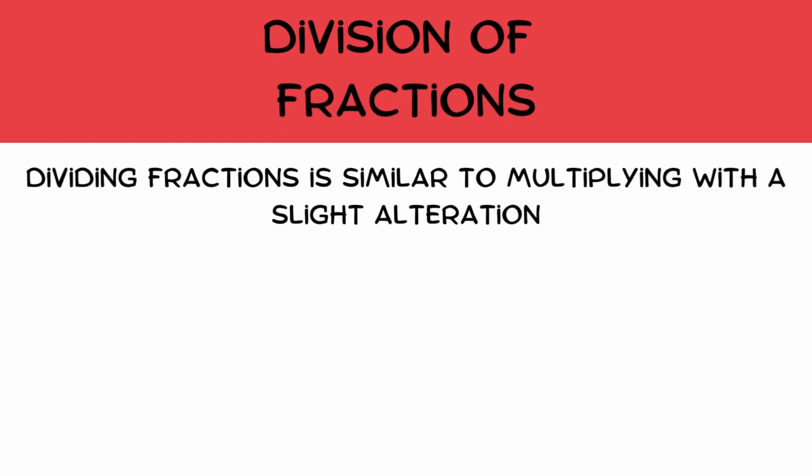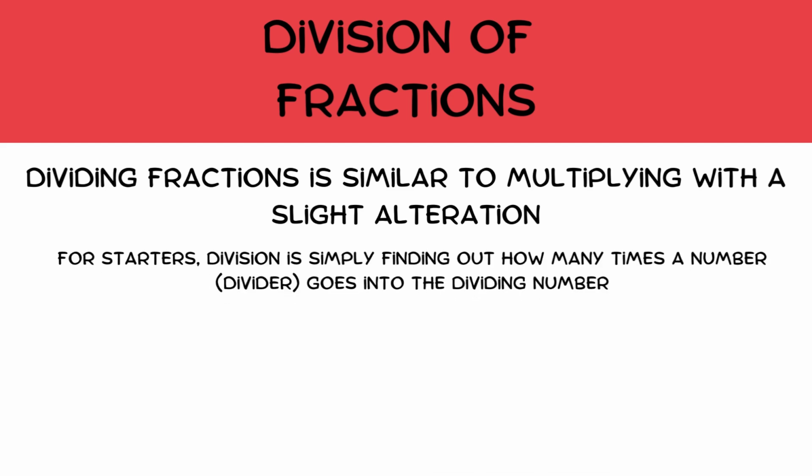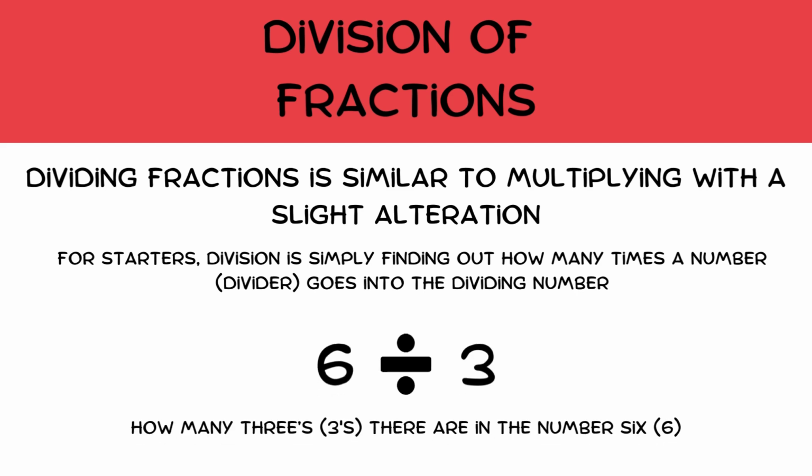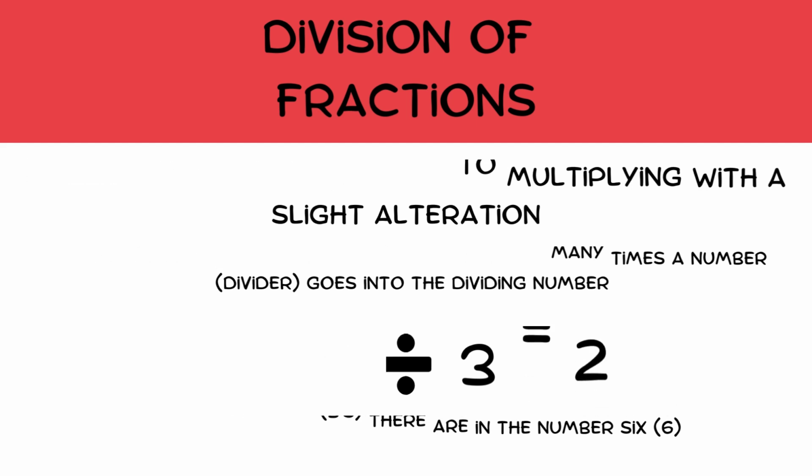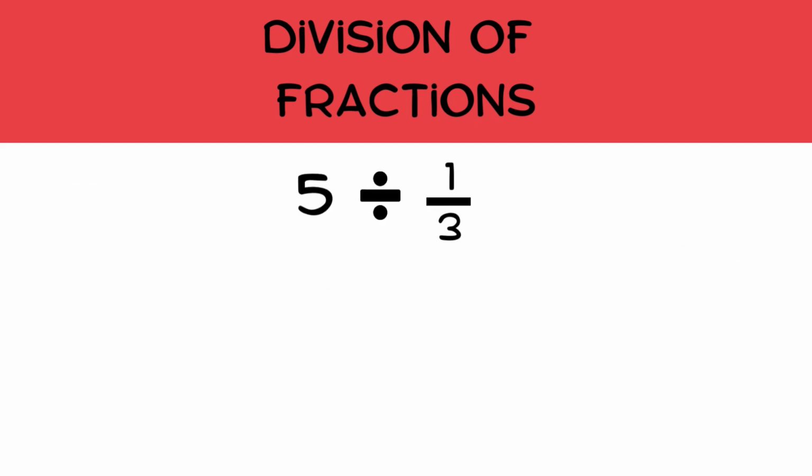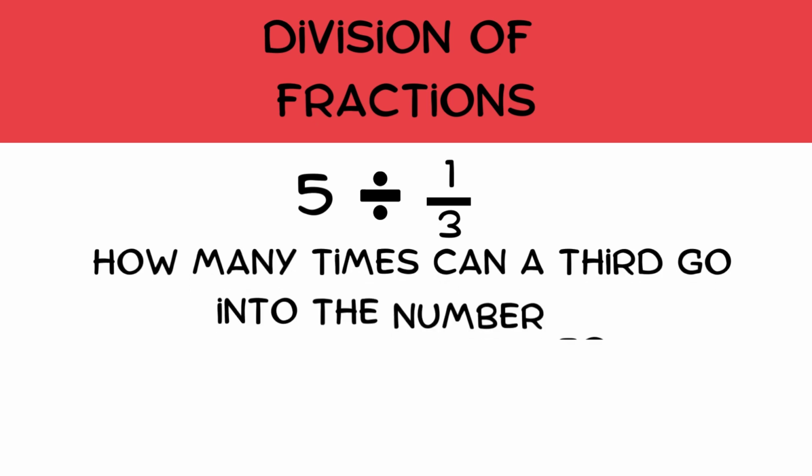Now with division, though it is similar, it has a different approach to it. What division simply means is finding how many dividers there are in the dividing number. For example, 6 divided by 3 is asking how many 3's there are in 6, and we know that it is 2. Similarly, if we wanted to say 5 divided by 1/3, we are saying how many thirds are in 5.